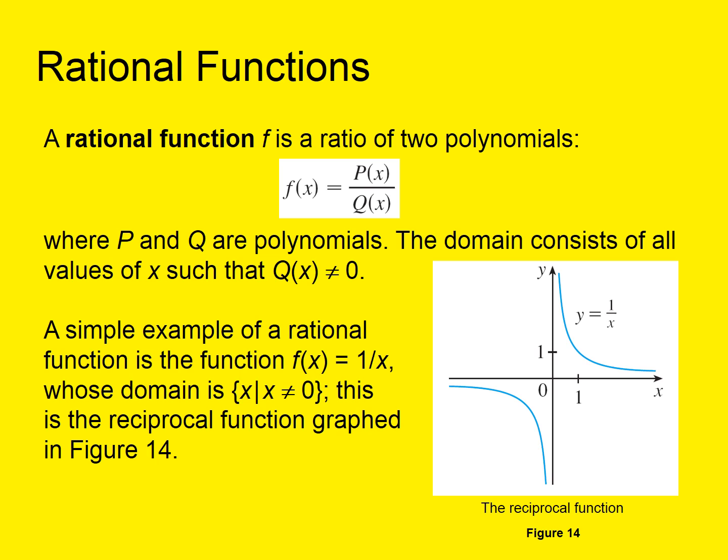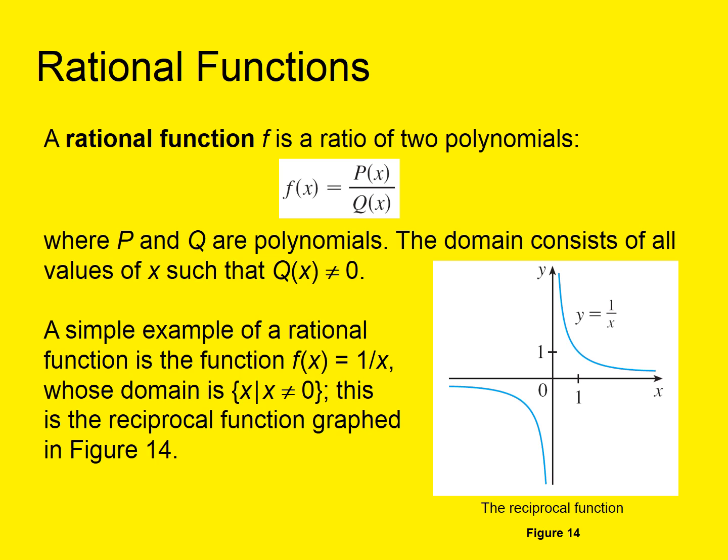Now, you have to be broad in your thinking about what a polynomial could be. The domain consists of all values x such that q of x, the denominator, is not equal to 0, because you're not allowed to divide by 0, and any x that makes you divide by 0 is not allowed.